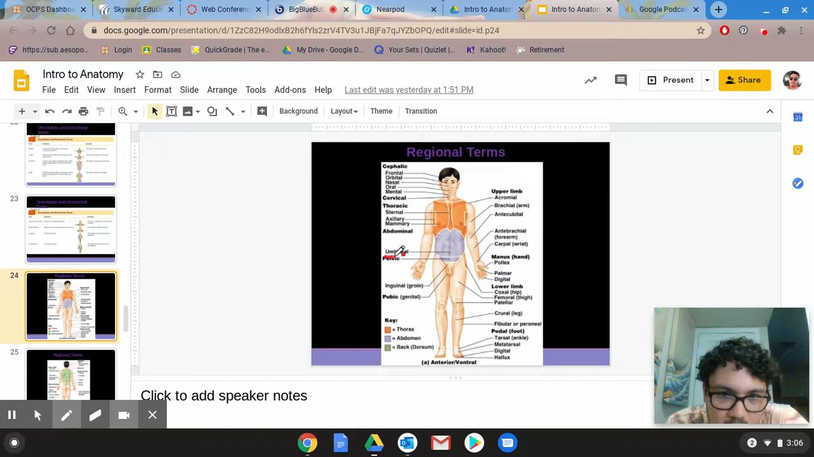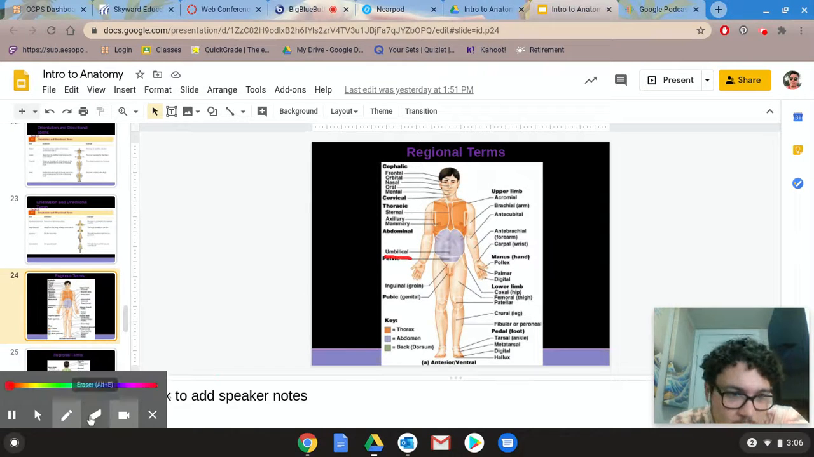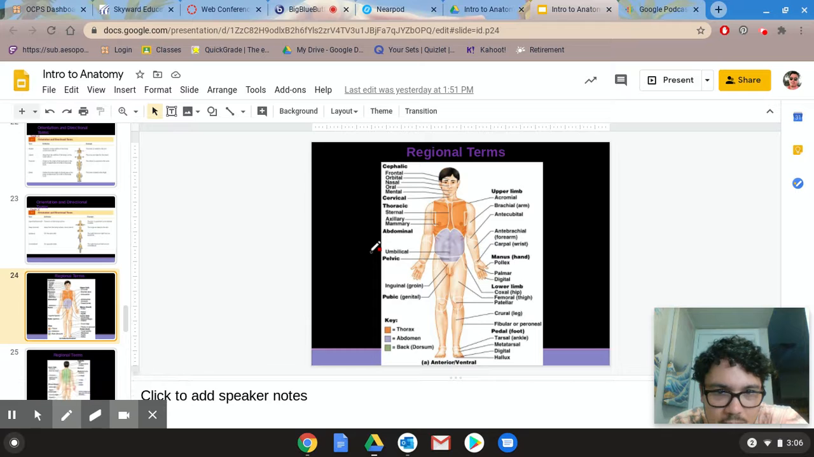Now, the one that I'm going to try to underline here is umbilical. Actually, I'm going to erase this because it's kind of blocking the other one. So maybe I can do something like this. The best I can with the trackpad. There you go. That's not bad.